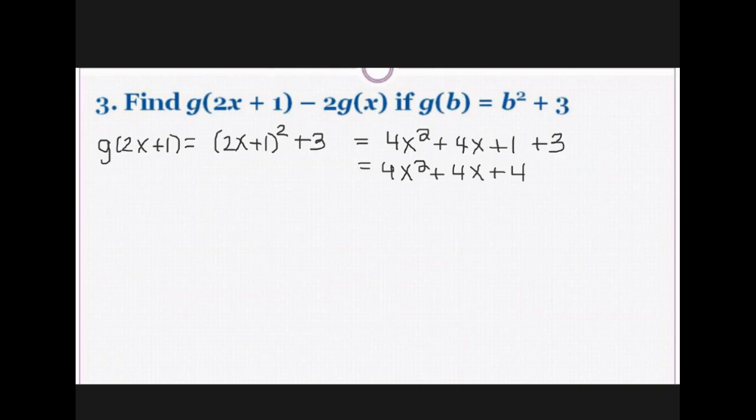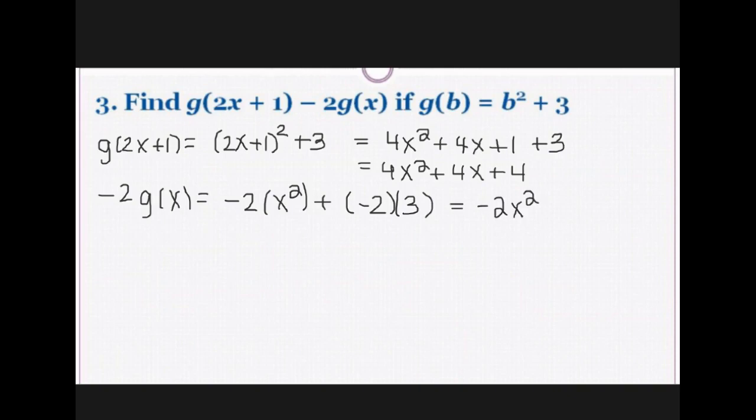And then negative 2g of x. So the negative 2 would go to both terms. And then we'll group them together.